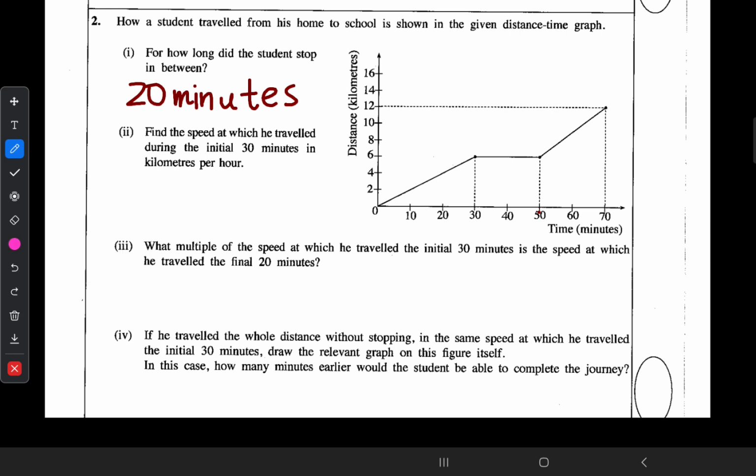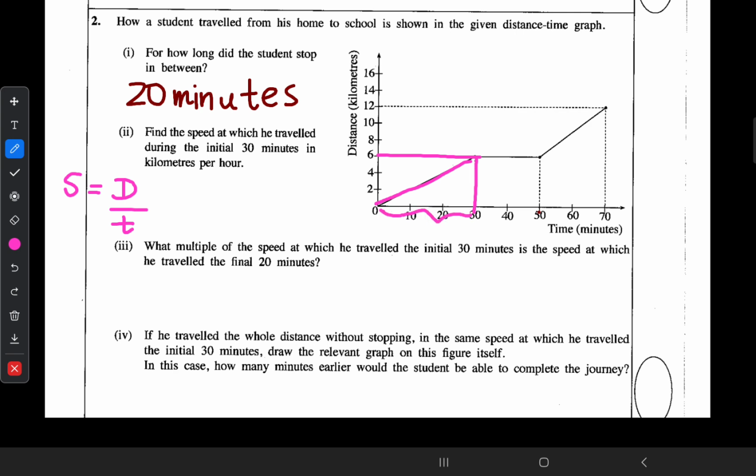Let's try to answer the second one. Find the speed at which he traveled during the initial 30 minutes in kilometer per hour. To find speed, you should divide distance by time. The distance traveled in this region was 6 kilometers, from 0 to 6. So 6 kilometers within the time 30 minutes.